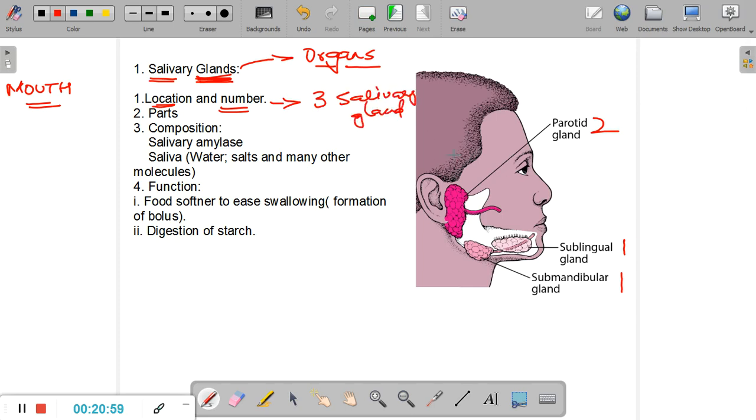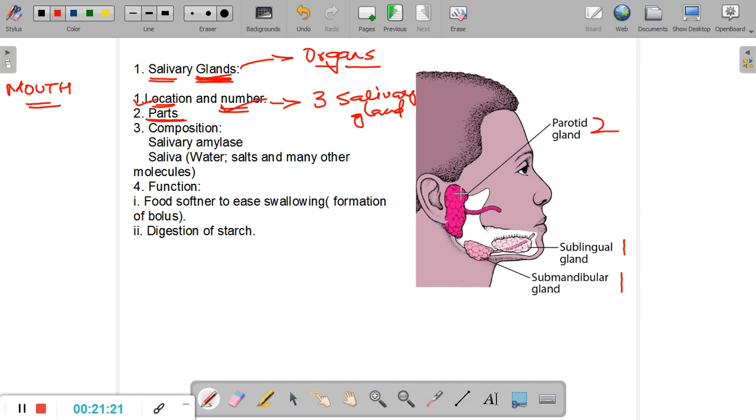And where are they present? They are present under the tongue, under the floor of the back of the mouth, and just in front of the ear. Right? So we have done the location and the number of these salivary glands. Now let us look at the parts of these glands.